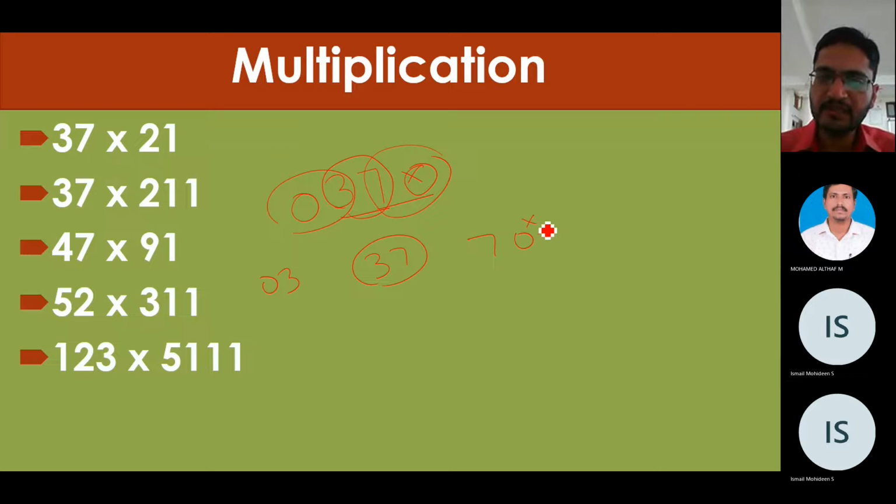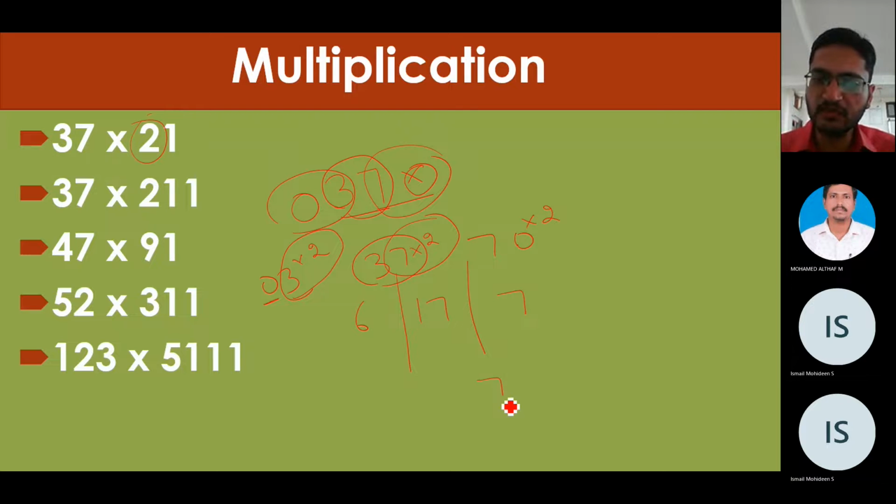Now we will multiply this number with the 2 and add 7, because here we are multiplying with the 21. So 2 into 0, 0 plus 7, that is 7. Multiply this number 7 with the 2, 14. 14 plus 3, 17. Now again I will multiply this number with the 2 and add this number. 2 into 3, 6 plus 0, 6.